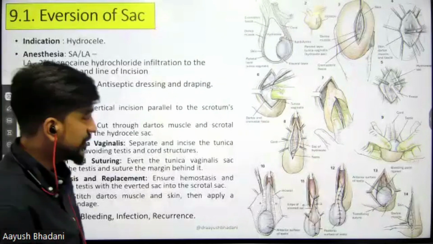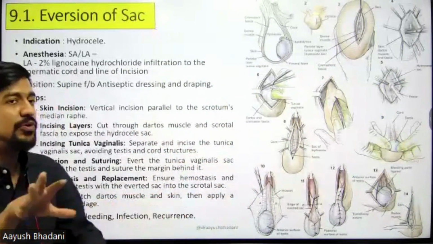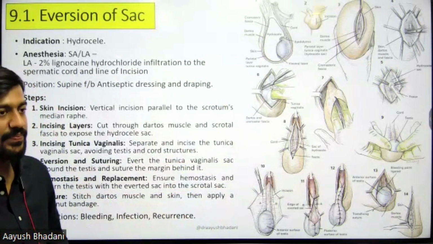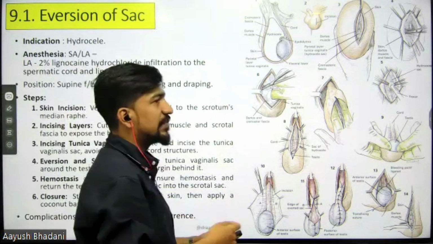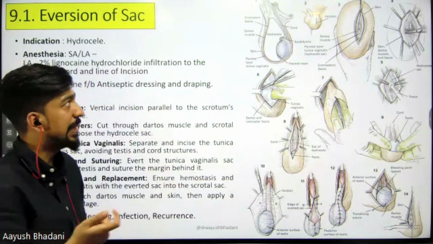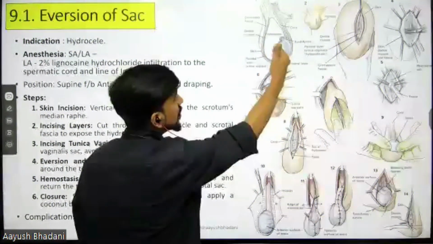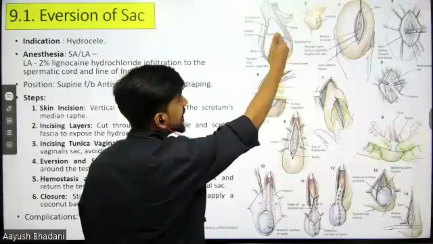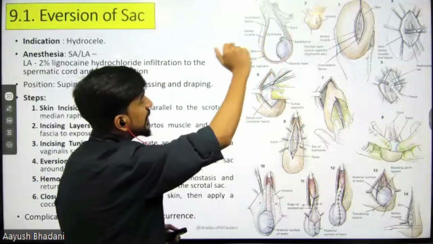Great. So this might seem very weird to you right now, but I'll try to simplify it. Doing a hydrocele and eversion of sac is something interns must do. It helps you learn the anatomy better. So this is what a hydrocele is. It is nothing but accumulation of fluid in the tunica vaginalis, in between the visceral layer and the parietal layer of the tunica vaginalis.